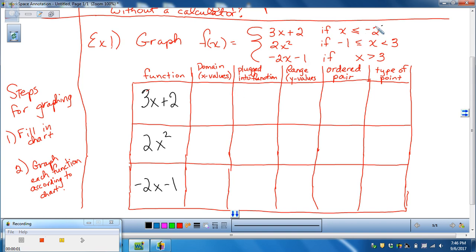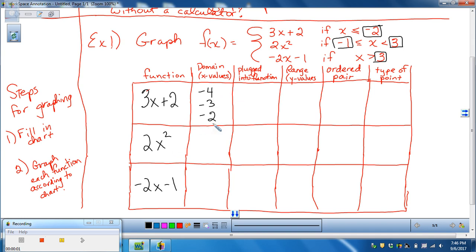Now the numbers that are listed in your domains, I'm going to put a box around them. We always want to include those numbers in our domain. Even if it says less than and not less than or equal to, I still want to include it because I want to plot that point. And I'll talk more about that in a minute. So negative 2 is one of my numbers. I also want numbers that are less than negative 2, so negative 3 and negative 4.